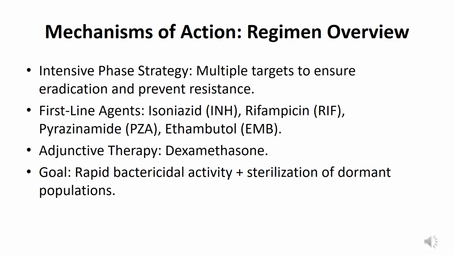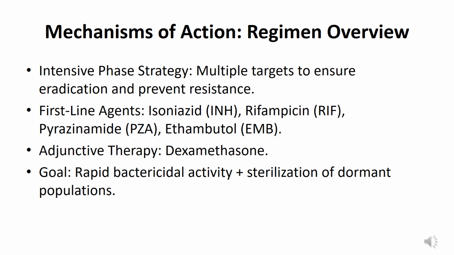The standard first-line treatment regimen consists of 4 major anti-tuberculosis agents. These are Isoniazid, Rifampicin, Pyrazinamide, and Ethambutol. Each drug targets the bacterium in a different way. Together, they create a coordinated attack against the infection.